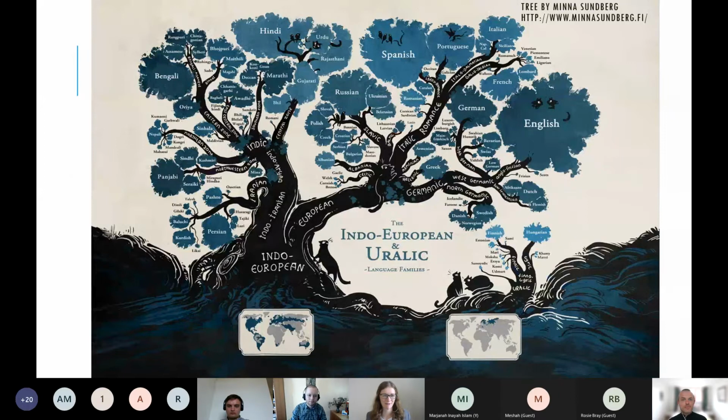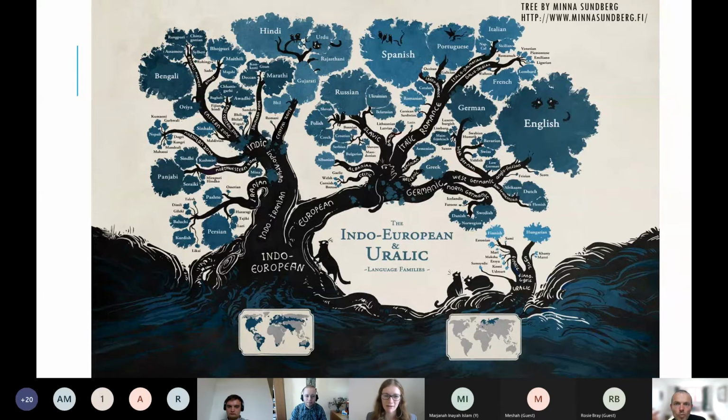So this is a really beautiful diagram, I think. It's art, really, rather than a diagram. And it shows you the language family tree of Indo-European. And also on the right, there's a little diagram of Uralic languages, which is a separate family. So in the Indo-European tree, you can look up the European branch and find the Italic branch, the Romance branch, and that will show you where some of these Romance languages can be conceptualized.